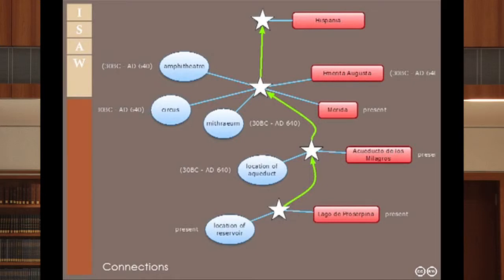Here's where we start to have a graph of information that connects different places. So you can see that Emerita Augusta is part of Hispania, so we have a connection there. And we can also connect some other places. There's a reservoir called today the Lago de Proserpina, which is a Roman-era reservoir that has a Roman-era dam on it. And then there was an aqueduct, remains of which still are present, that we can connect to.